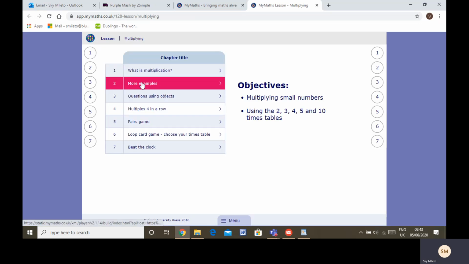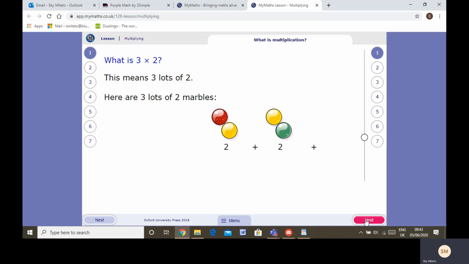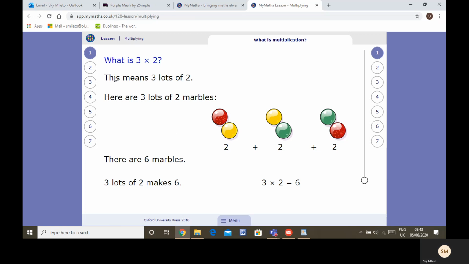So what is multiplying? This is going to teach us what is multiplication. So what is 3 times 2? Now lots of you might be shouting out 6, but what does it actually mean? It means 3 lots of 2. Here are 3 lots of 2 marbles. So it's 2 marbles plus 2 marbles plus 2 marbles. So 3 times 2, because there's 3 groups of 2. There are 6 marbles.